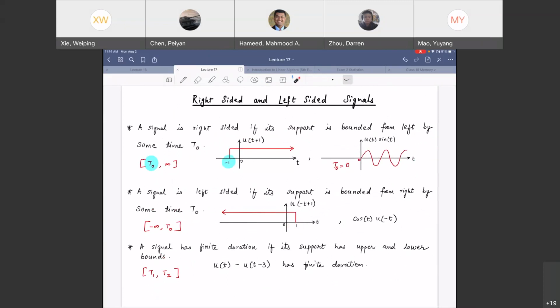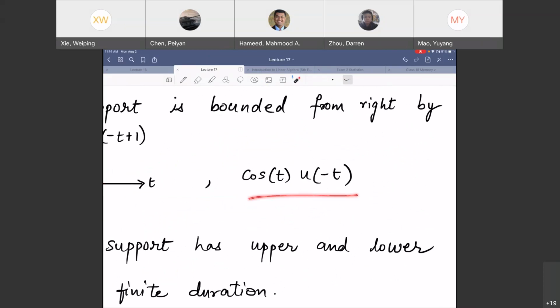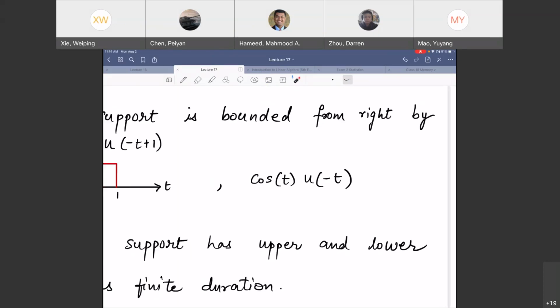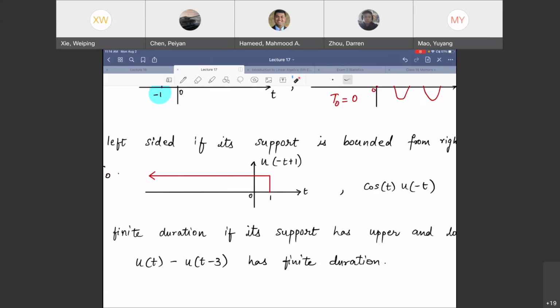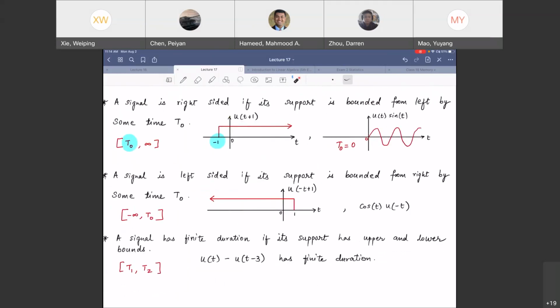And even if you sketch this, you will also get the same thing. Do you guys agree that this is going to be a left-sided signal? You have a cosine t, and then you have a u of minus t. So you have flipped the u of t signal, and each value is getting scaled by a cosine function. So it's going to be moving left. And again, the finite bound here is 0, but for this guy, it's going to be a 1. Where are you moving? Are you moving left or not? Yes, you are, then it's left-sided. So it has to be bounded from the right by some finite value t0. Questions about how do you identify left-sided and right-sided signals?